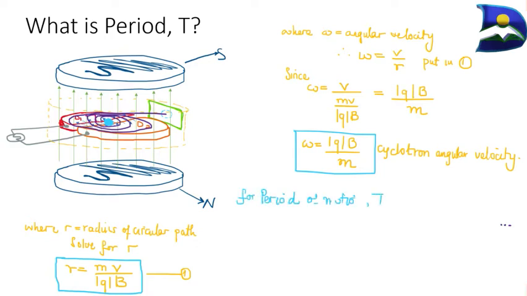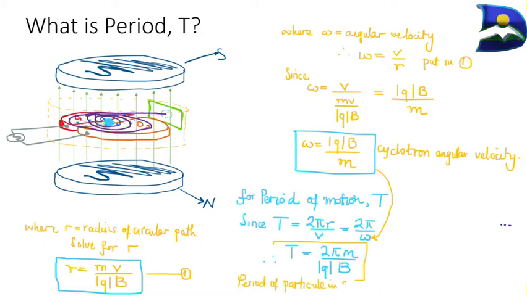To determine the period of motion, which is represented as T, T is equal to the circumference divided by the velocity, where we know that r divided by v is equal to the reciprocal of the angular velocity. Since our period is in terms of the angular velocity, we put that equation into the period equation, and we get our period expression, which is in terms of the mass, the quantity of charge, and the magnetic field. Therefore, the period of the particle in a cyclotron is independent of the velocity and the radius of the path.